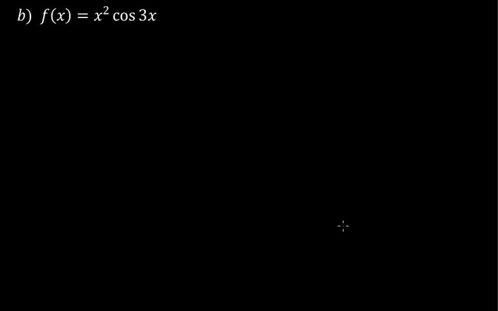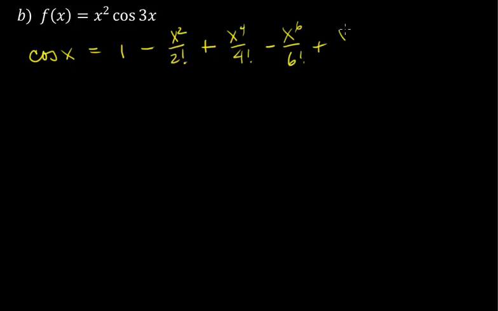Now this one will be multiplying a power of x to the series for cosine 3x, which we would of course obtain from the series for cosine x. So let's write down our series that's on your chart. Cosine x is equal to 1 minus x squared over 2 factorial plus x to the 4th over 4 factorial minus x to the 6th over 6 factorial plus x to the 8th over 8 factorial minus, and so on.